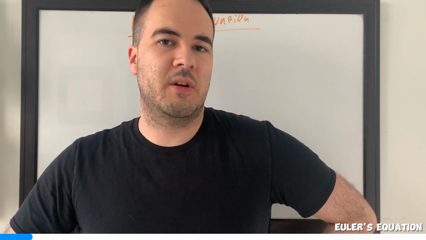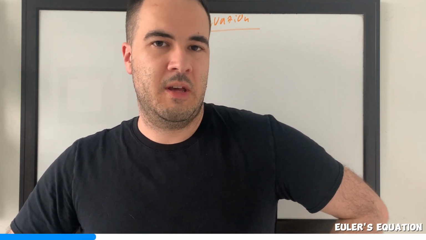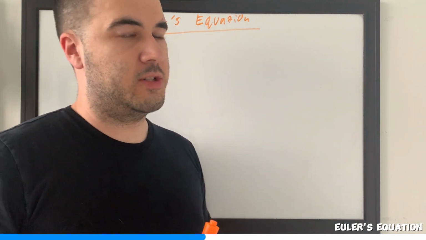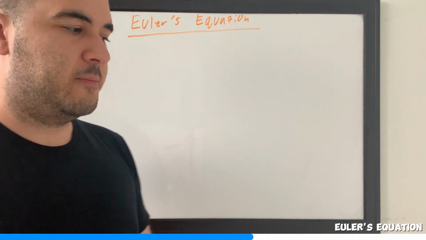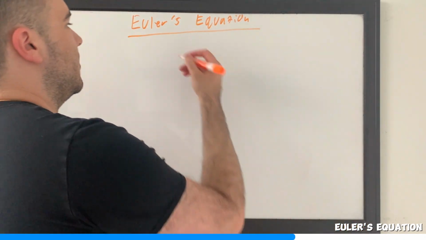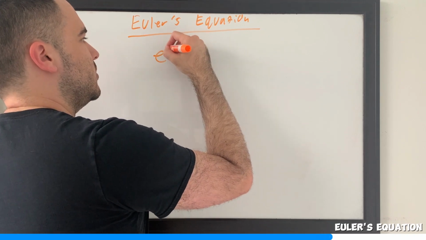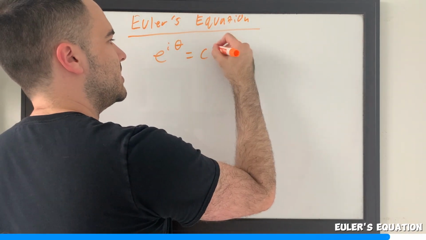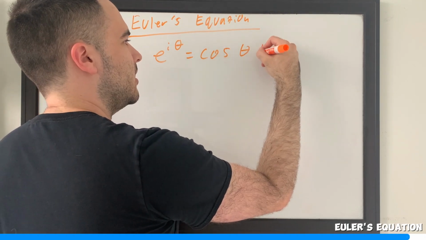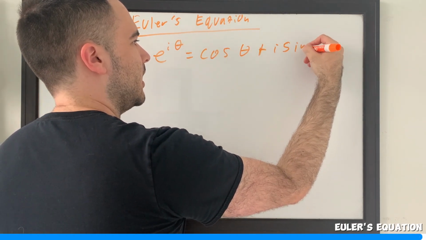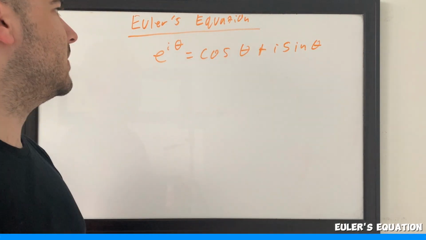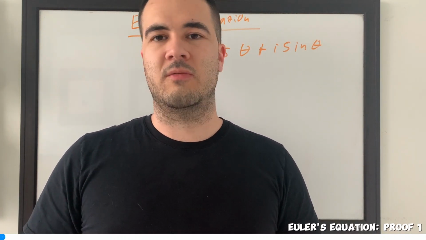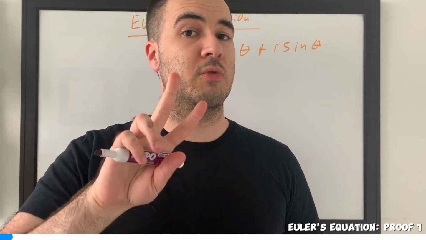Next, we need to talk about Euler's equation, because this was a very important discovery. What his equation stated is that if you took e to the power of I times theta, this was the same as writing cos theta plus I times sine of theta. Because this is such a fundamental equation we use involving complex numbers, this is worthy of two proofs.